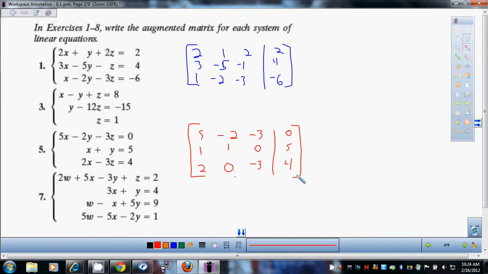You want to go ahead and try number 7? Try number 7. I'll do it up here and we'll compare answers. It just makes it easier.